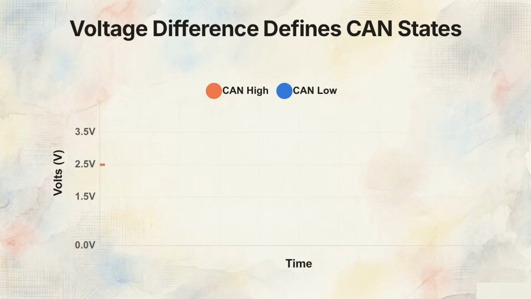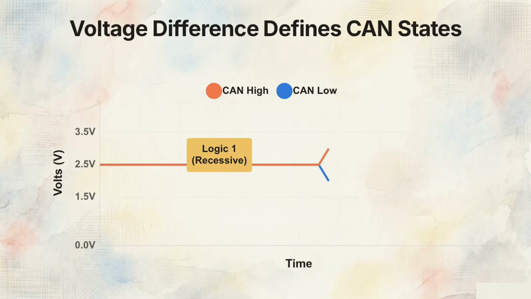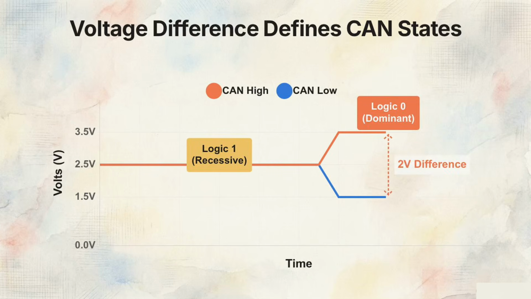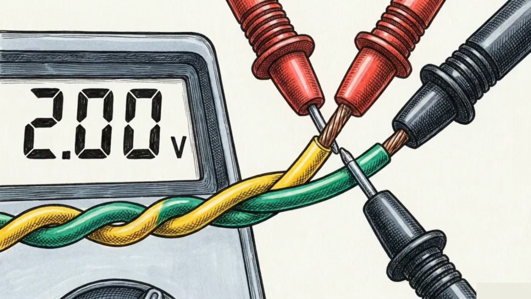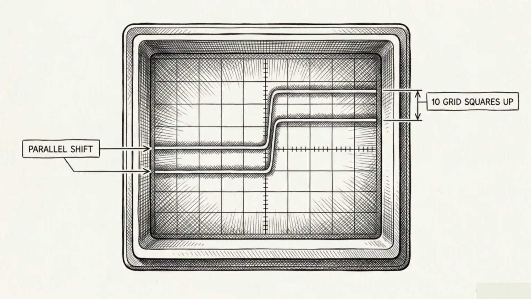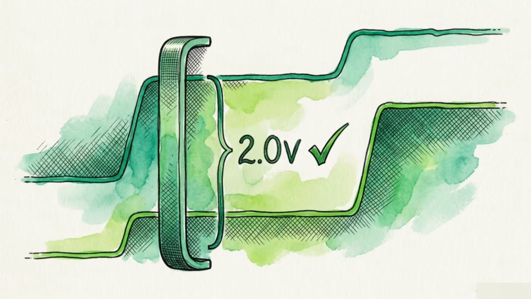Instead of a single wire referenced to ground, CAN transmits simultaneously across CAN high and CAN low. For a logic 1, both lines rest exactly at 2.5 volts. For a logic 0, CAN high jumps to 3.5 volts, while CAN low drops to 1.5 volts. This differential math is the core of CAN's resilience. If an external motor induces a massive voltage spike that shifts the baseline of the entire wire bundle by 10 volts, the gap between the two wires remains exactly 2 volts. The data is read perfectly.